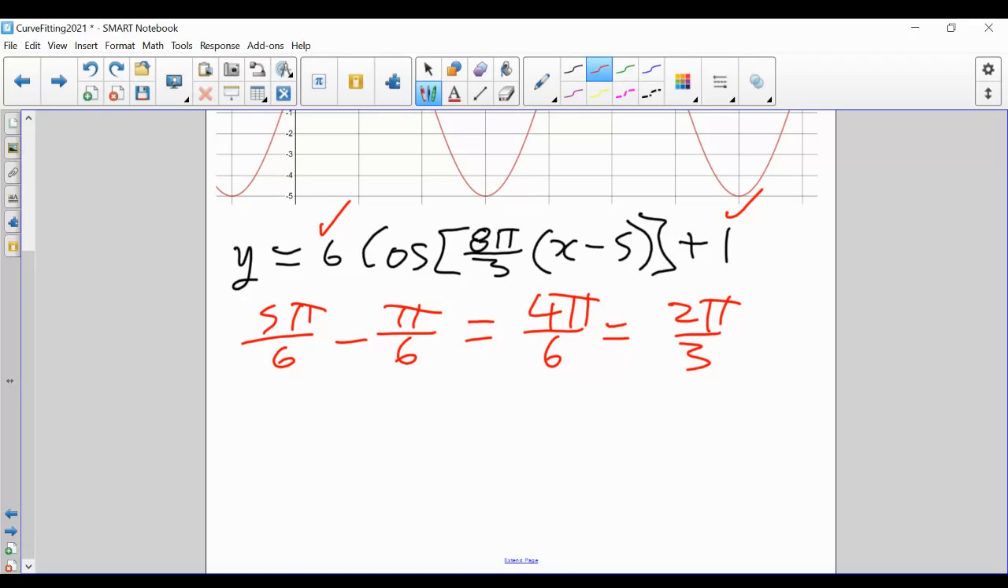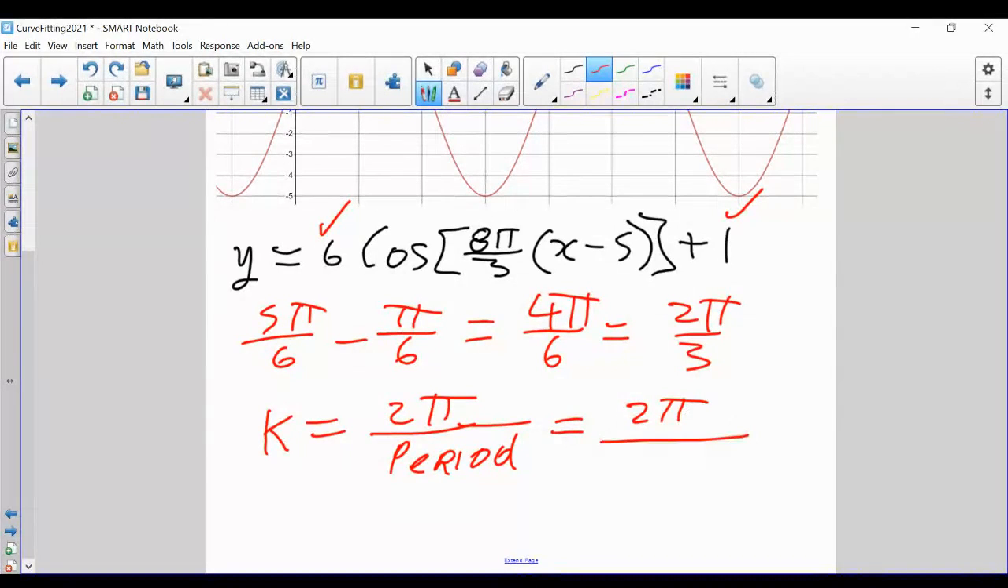How do you get the K value again? Because I see where you're saying you add, no. I remind you then, the K value is equal to 2 pi divided by the period. Okay? Got to remember that. It's 2 pi divided by the period. So in our case, it'll be 2 pi over 2 pi over 3.